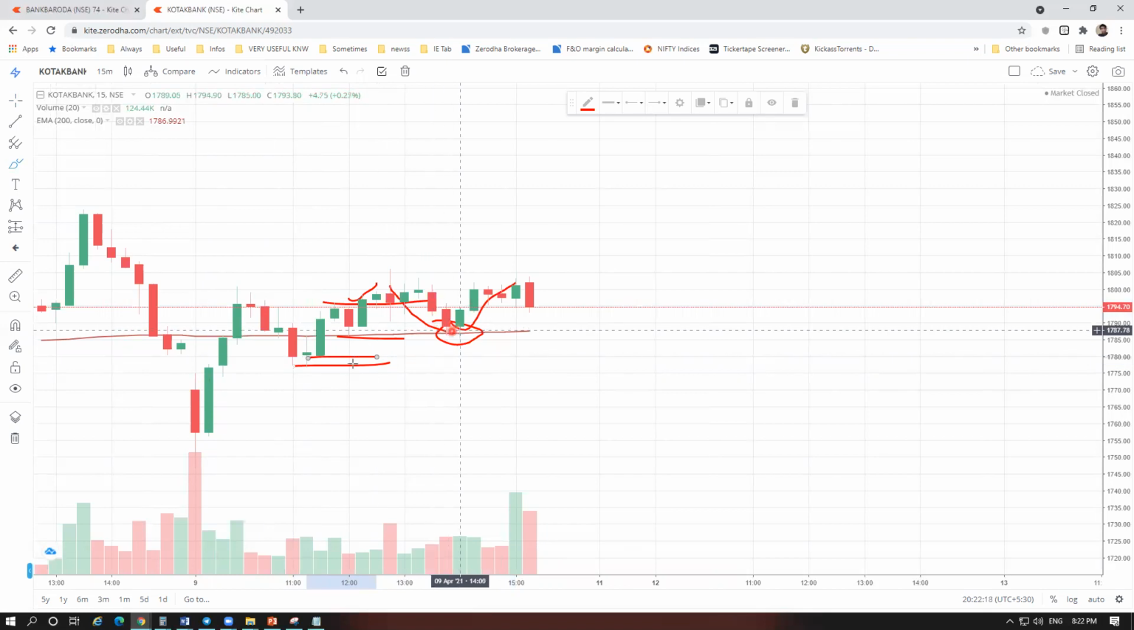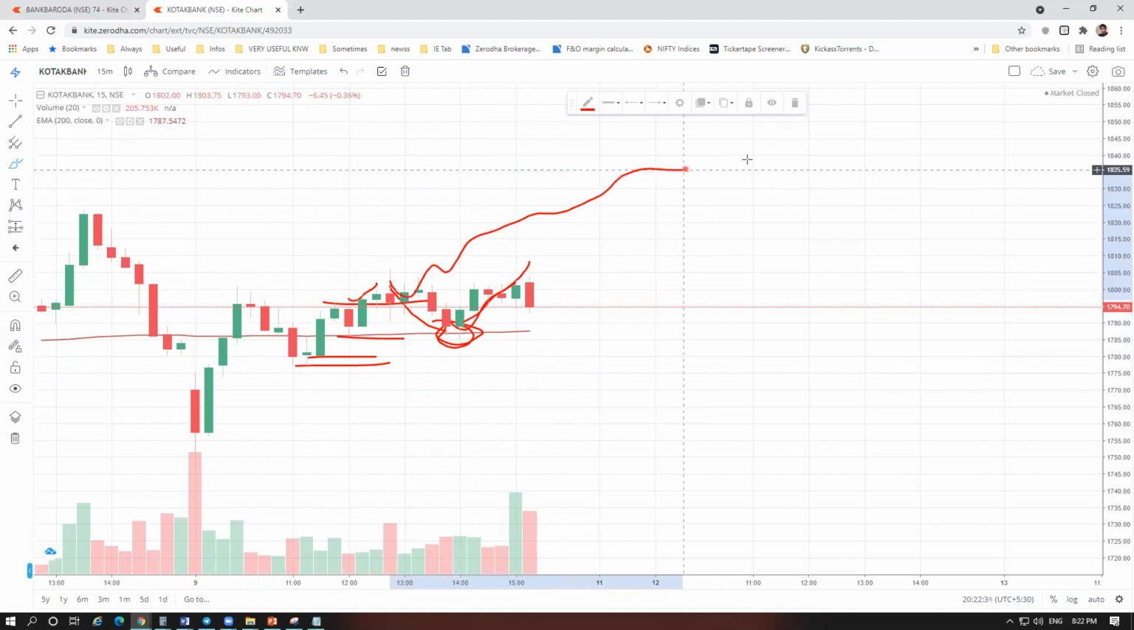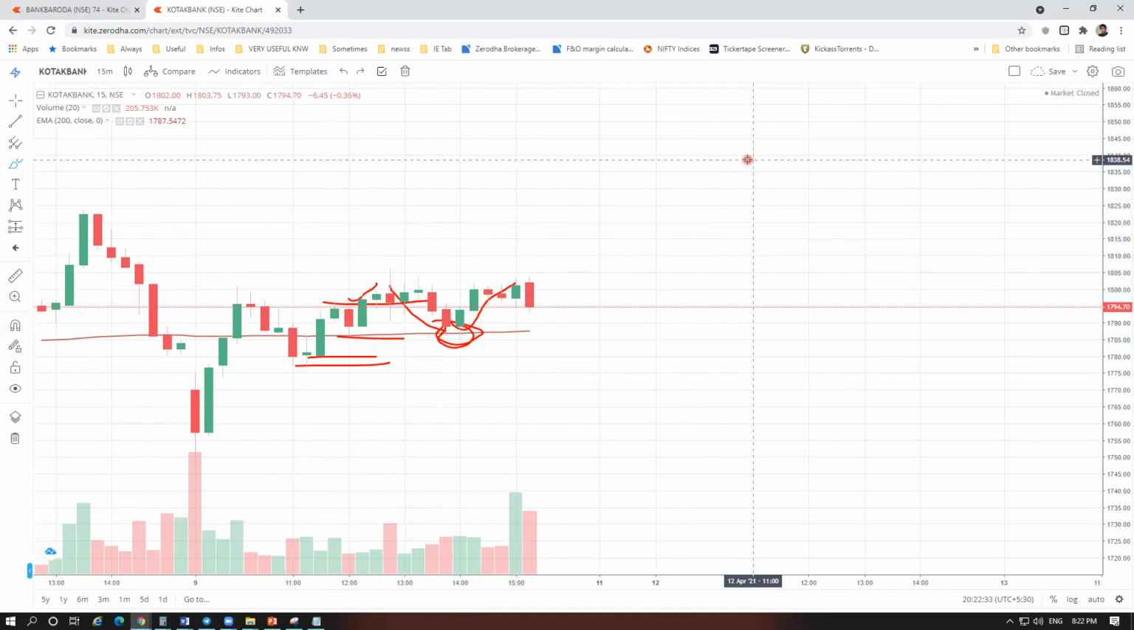Now it is again 1787. So you can put your SL at cost, or you have to wait. Then you see there is a pullback and it again went up. Some days, pullback does not happen. It flies and flies, it goes up and up.